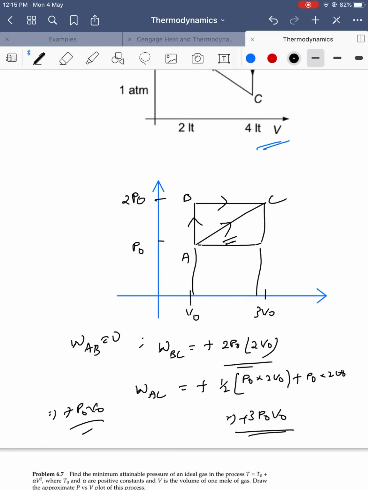In the previous case, the arrow mark was reversed, right? So that's why we got a different answer there.